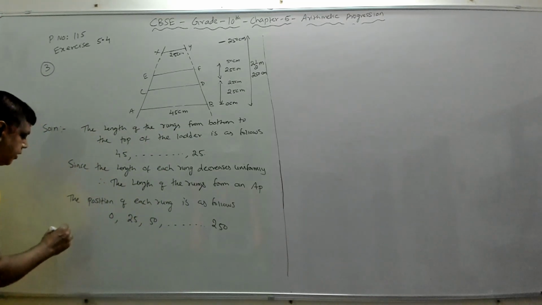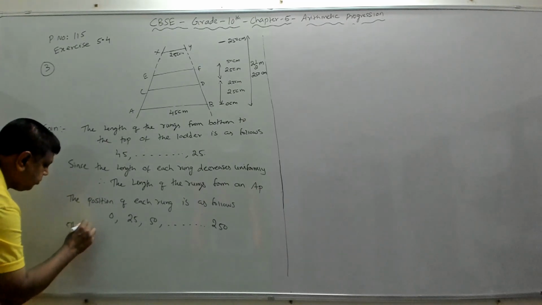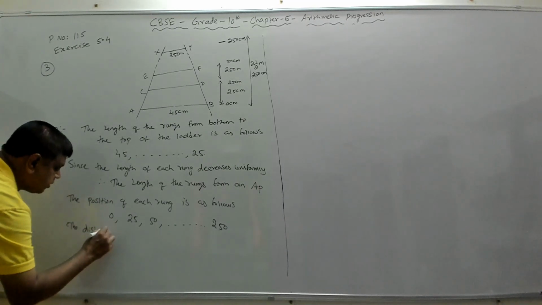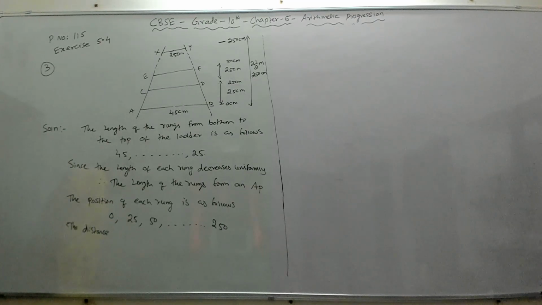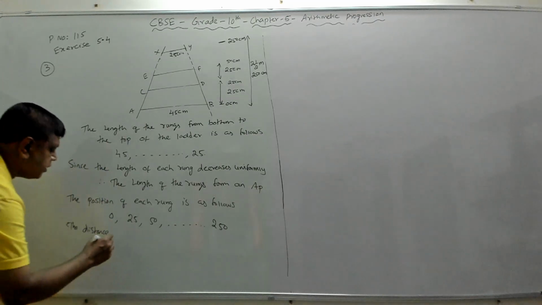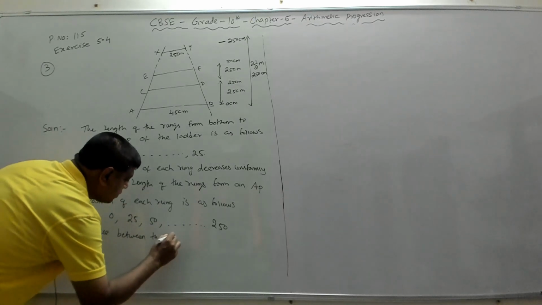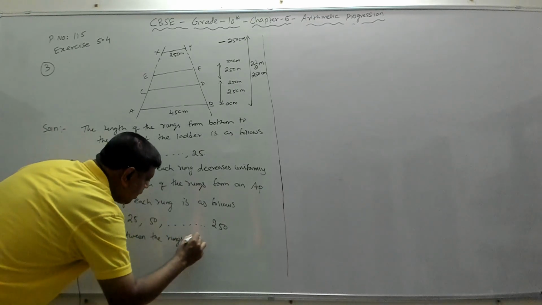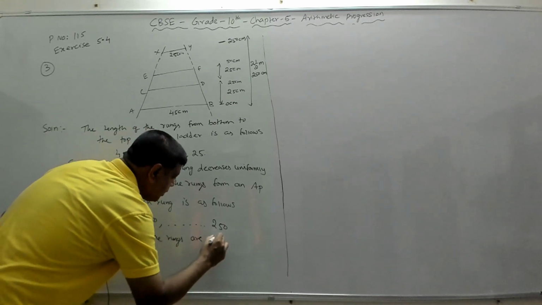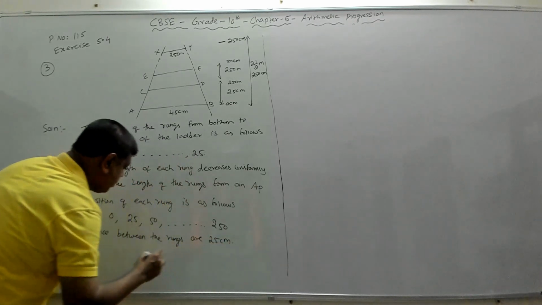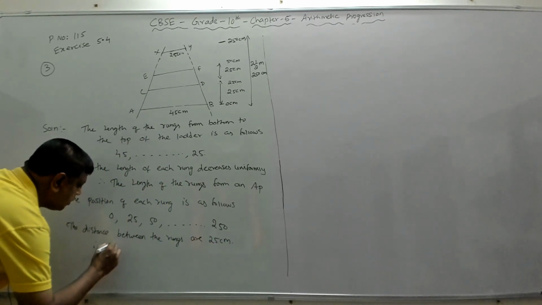We will say the distance between the rungs is 25 centimeters. Therefore, it forms an AP.